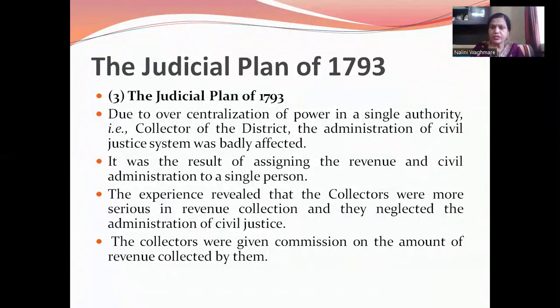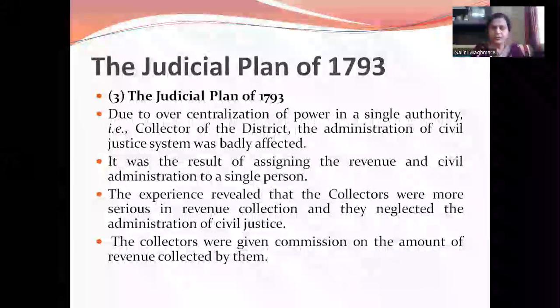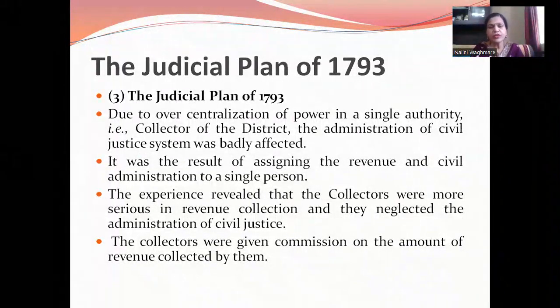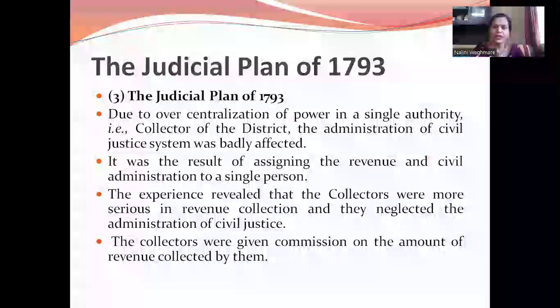Then, what points are involved in the Judicial Plan of 1793, its merits, demerits, and some reference books we have to study related to this. Due to over-centralization of power in a single authority, that is the collector of the district, the administration of the civil justice system was badly affected. It was the result of assigning the revenue and civil administration to a single person. The experience revealed that the collectors were more serious about revenue collection and neglected the administration of civil justice. The collectors were given a commission on the amount of the revenue collected by them.